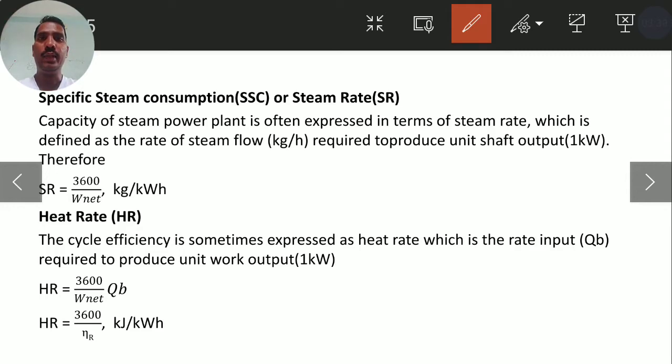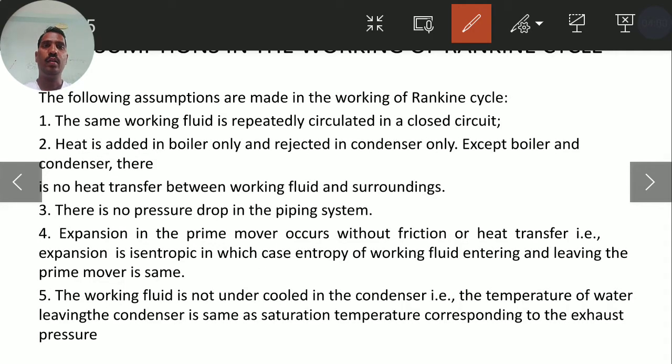Then we have seen various terms like steam rate and heat rate. Steam rate is nothing but the rate of steam required to produce 1 kilowatt shaft power, and heat rate is nothing but the rate of heat required to produce 1 kilowatt shaft power. These are the various assumptions made in the working of a Rankine cycle, which we have seen in the last lecture.